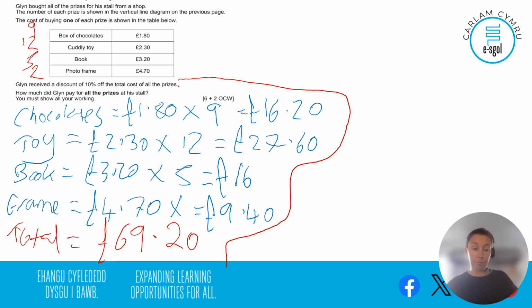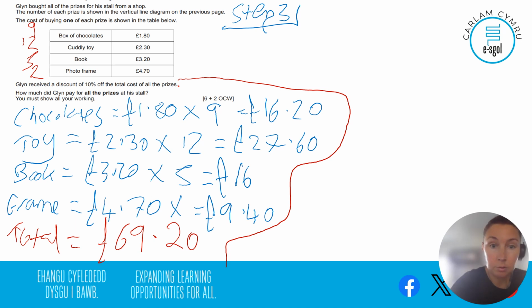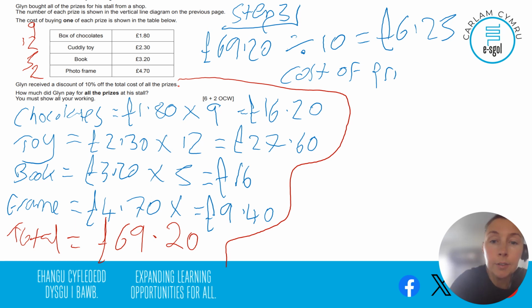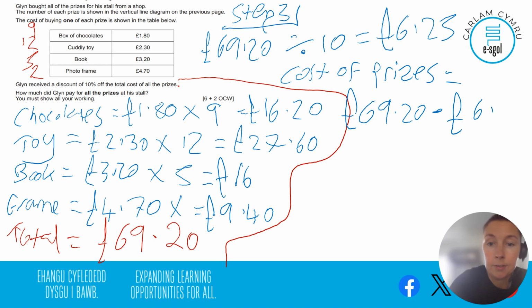Step 2. Step 3 now, and the last step for this question is the 10% discount that he got. So if I put here step 3. So what we need to work out now is £69.20 divided by 10. You do that on your calculator, you should get a total of £6.25. And then I'll put cost of prizes equals £69.20 take away £6.25.